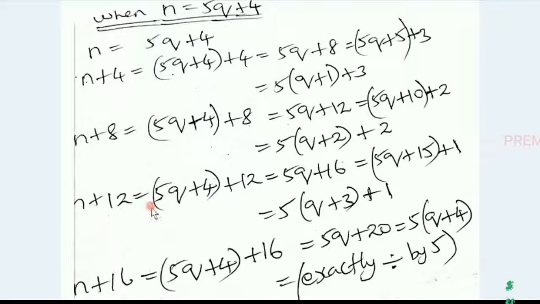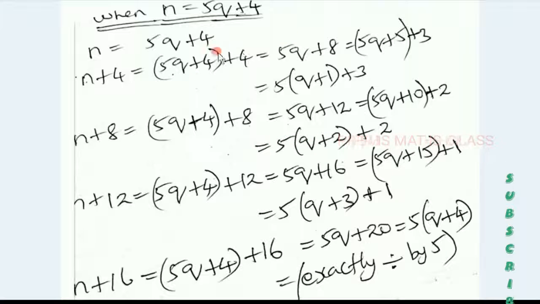Next, n plus 12. So n is 5 cube plus 4 plus 12. So 5 cube plus 16. This 16 can be written as 15 plus 1. Now taking 5 common, 5 into cube plus 3 plus 1. So not divisible by 5. So next is n plus 16. n is equal to 5 cube plus 4 plus 16. 16 plus 4 is 20. Now taking 5 common, 5 into cube plus 4. Here no remainder. So this is exactly divisible by 5.